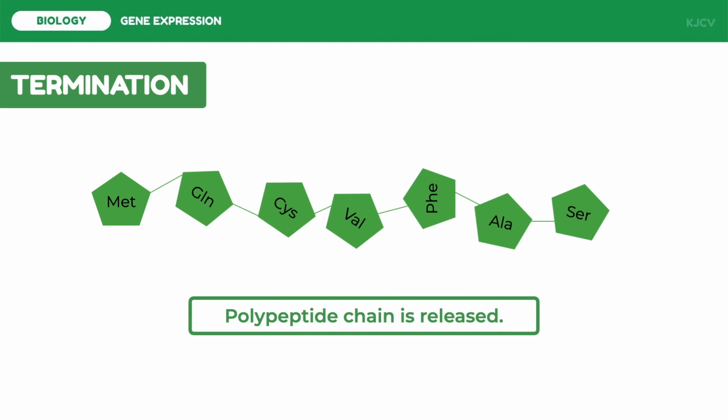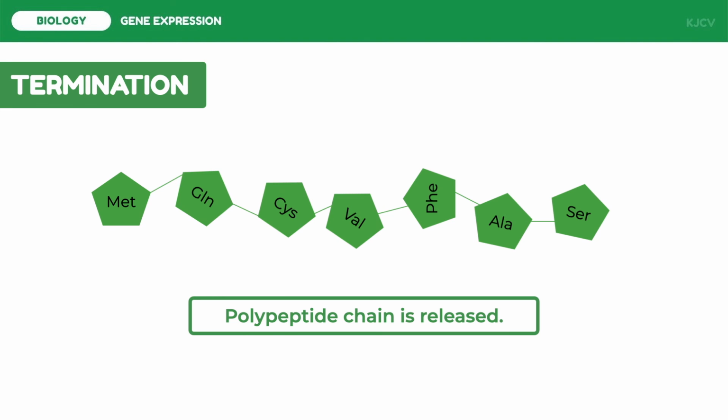Now, from our 24-base mRNA template, we have a sequence of 7 amino acids from 21 bases. The other 3 bases are from the stop codon. Take note that there is no 5' and 3' end for the polypeptide sequence. This amino acid sequence can now do its function in the cell.